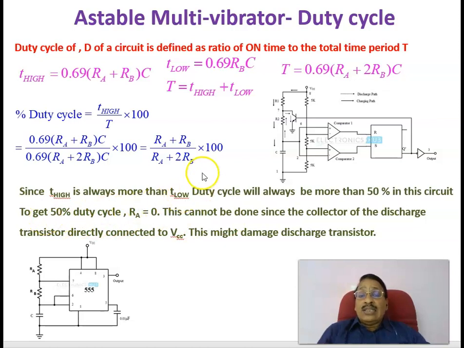And if you consider the limiting case, it's not actually possible. If you make RA equal to 0, meaning you are shorting this resistance, then we get RB by 2 RB into 100, or 1 by 2 into 100, which is 50%. That is, if you make RA equal to 0, you get a 50% duty cycle. But the problem is that since you are shorting this point, VCC will be directly applied to this transistor, and when the transistor is on, that will damage the transistor.